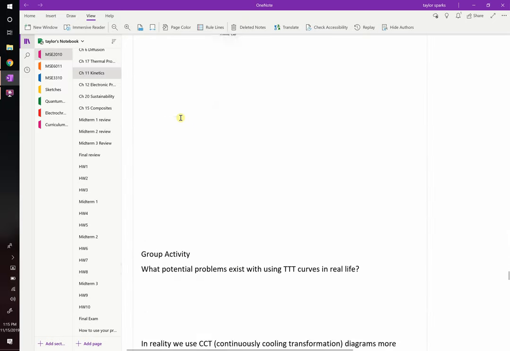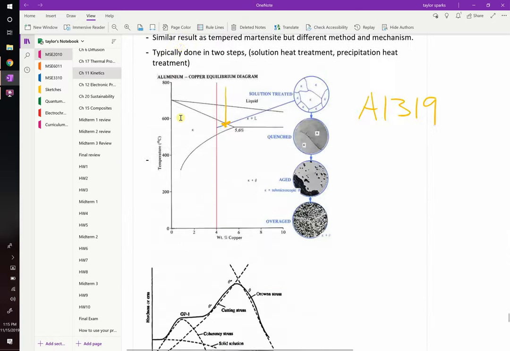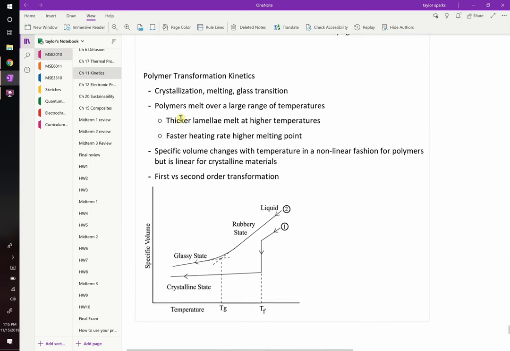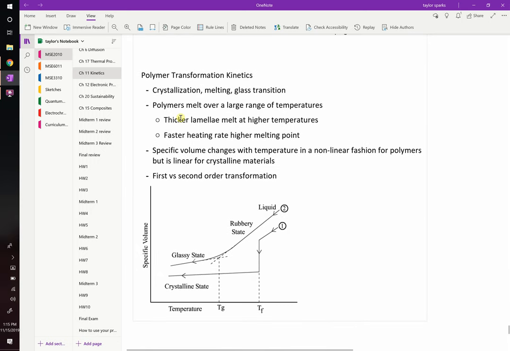Other questions I can answer about this? Okay. There's also, you know, we've been talking a lot about metals and ceramics because that's my jam, but polymers also, their kinetics are also important. The things to realize there that stand out are the transformations that they go through.